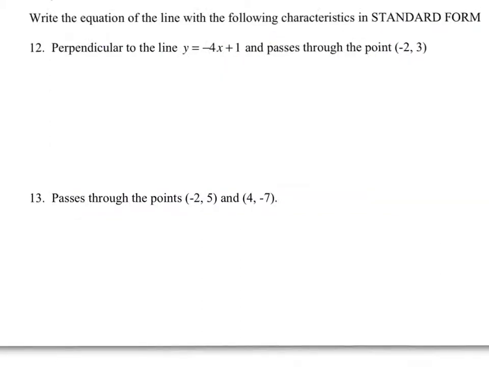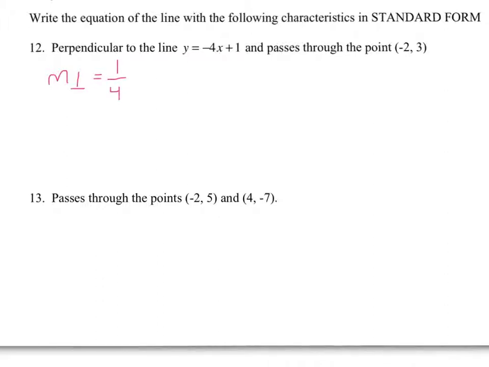For number 12, we want to write the equation of the line in standard form. And we are given that our line is perpendicular to the line y equals negative 4x plus 1, and it passes through the point negative 2 comma 3. So since the line that we want to write the equation for is perpendicular, we first want to find the perpendicular slope. And since we know that our slope is negative 4, the perpendicular slope is going to be the opposite reciprocal. So our perpendicular slope is going to be a positive 1/4.